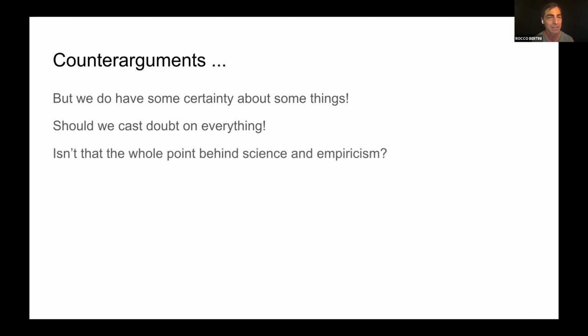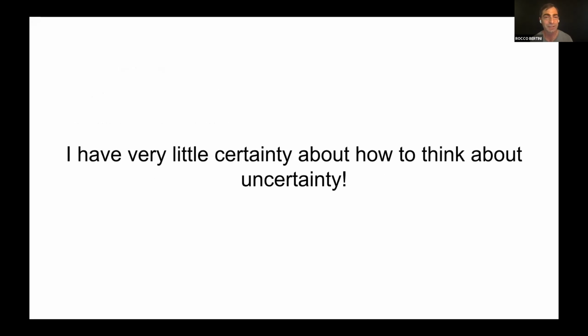That's not my argument. And isn't the whole point behind science and empiricism to provide some certainty? Of course it is. But some people could say people are not ready to think deeply, right? There's a huge data literacy problem. And this is where I'm super conflicted. I don't know what to think about this. So my conclusion is that I have very little certainty about how to think about uncertainty. But I hope that my short presentation and my questions are going to spur some interesting conversations. That was my purpose here.